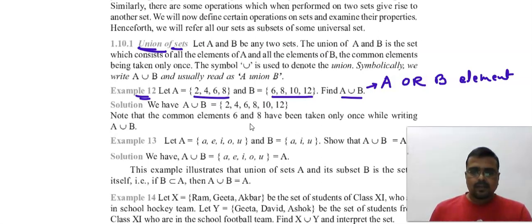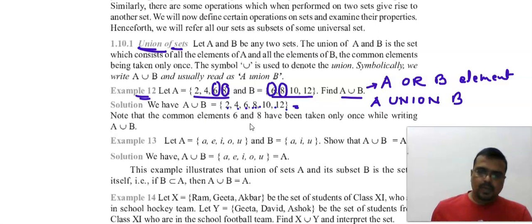You can see here that we have to consider all the elements which are in either A or B. So we will be writing all the elements 2, 4, 6, 8, 10 and 12. Please understand, we have 6 and 8 in A as well as in B, so we will not write 6 and 8 two times. We will just write them one time. Whatever elements are there in A or B, we will write all of them, right? So that is called A union B. We say A union B, right?